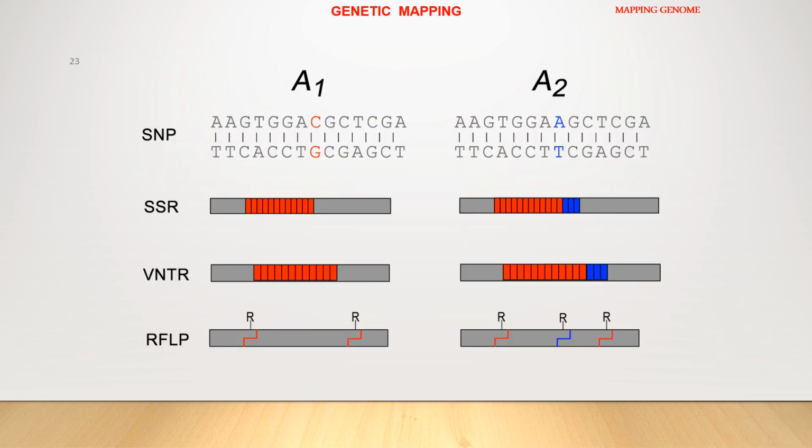The figure here illustrates the difference between the DNA markers studied. Single nucleotide polymorphism is observed in alleles 1 and 2. The base pair CG is replaced by AT. This leads to variation in tandem repeats in the SSR and VNTR profile. In RFLP, due to this nucleotide change, an extra restriction endonuclease site is created in allele 2. Thank you.